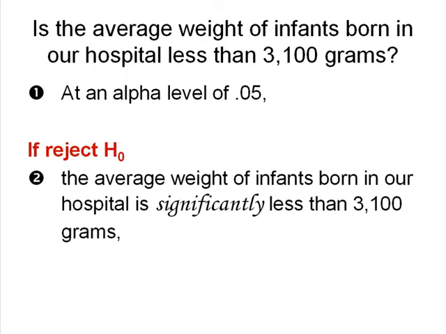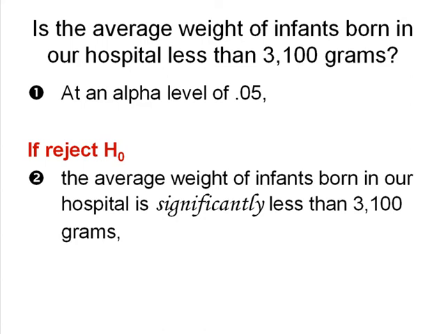We would say at an alpha level of 0.05, the average weight of infants born in our hospital is significantly less than 3,100 grams. And we try to say the word significantly as snobbishly as possible, because we've really achieved something when we find something significant. That's what we're trying to do as researchers. So we would say at an alpha level of 0.05, the average weight of infants born in our hospital is significantly less than 3,100 grams.